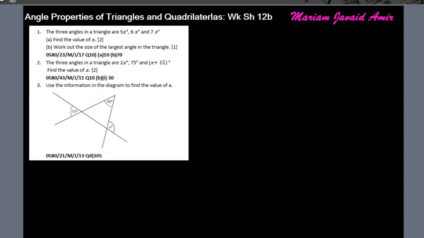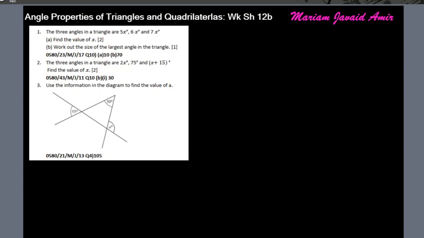Hey everyone, we're doing worksheet number 12b, which is about angle properties of triangles and quadrilaterals. This is question number 1. The three angles in a triangle are 5x, 6x and 7x. Find the value of x.